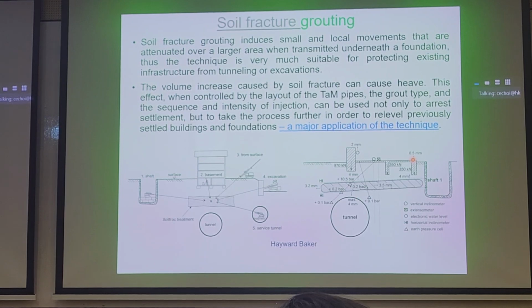And soil fracture grouting is again nice because we don't have to inject very high volumes all at once. We form little networks of veins to inject very small volumes, see the response of the ground, and then create more networks of veins rather than bulbs of grout all at once.